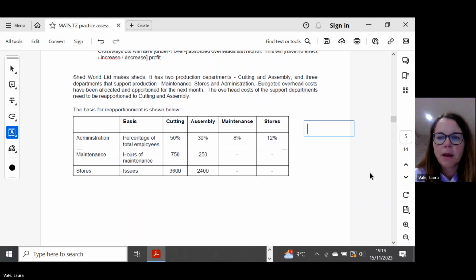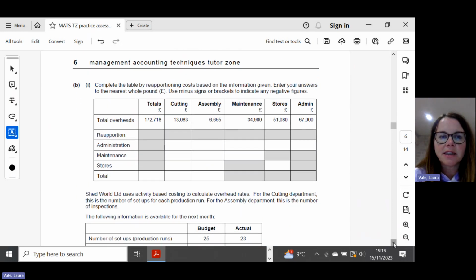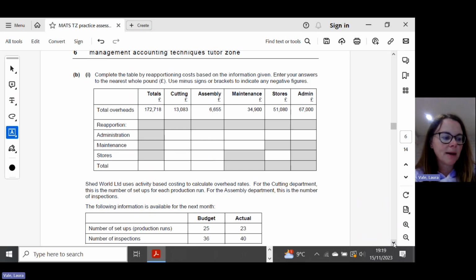So that's just information. It then asks us to complete the table by reapportioning costs based on the information given. We have to enter our answers to the nearest whole pound and use minus signs or brackets to indicate any negative. So quite specific instructions. They've already done the allocate and apportion down to this row here.